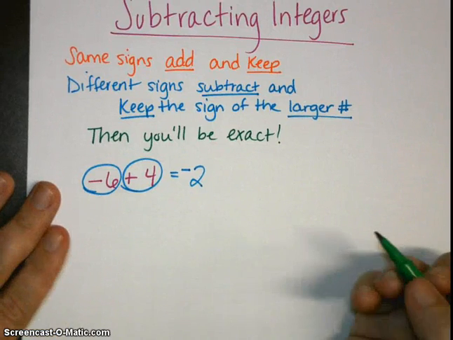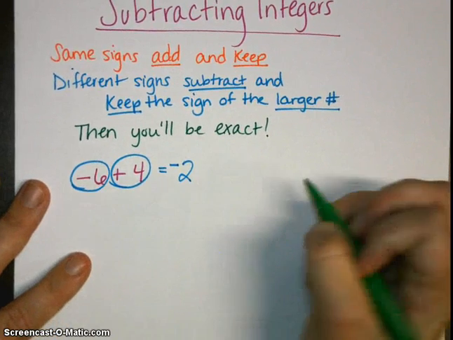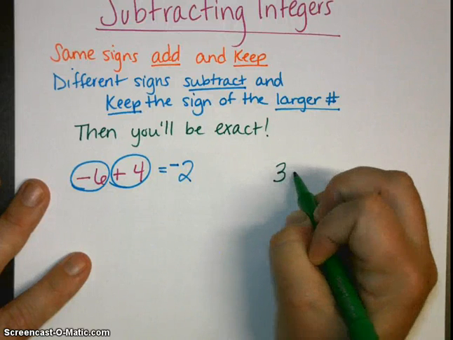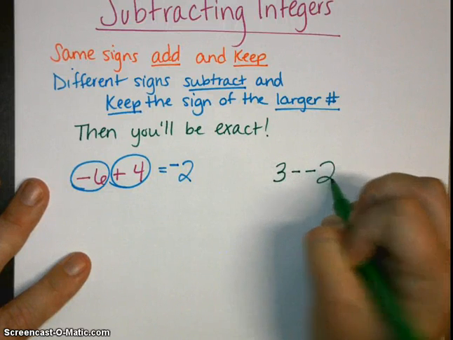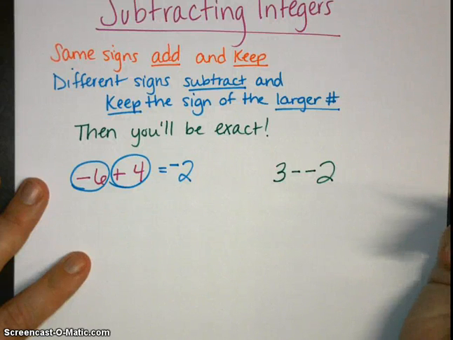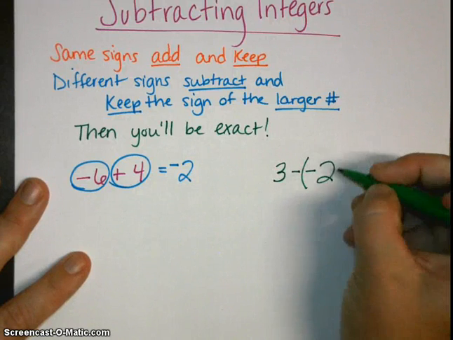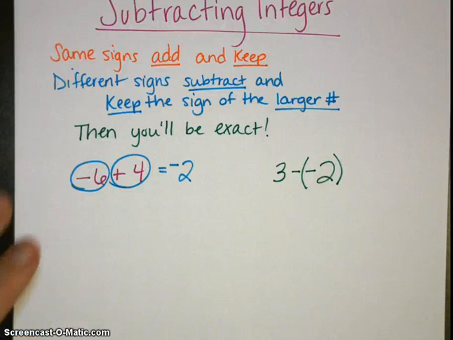Let's look at one that has a double negative in the middle. Let's look at 3 minus -2. Sometimes you can see it like this. Sometimes you can see it with parentheses around it. Either way, it's the exact same thing.